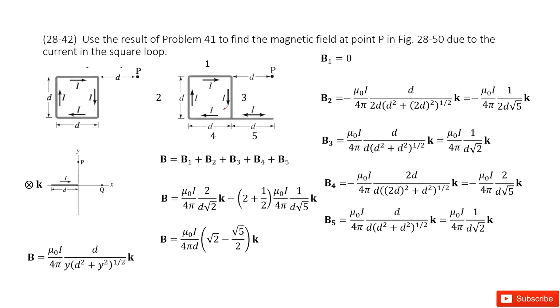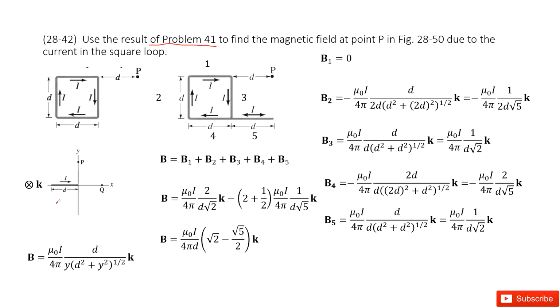Let's look at problem 42 in chapter 28. Chapter 28 is about the sources of magnetic field density. There you can see we need to determine the magnetic field density at position P for this square loop with current in the clockwise direction, right? And then the problem gives us a hint to consider the result in problem 41.